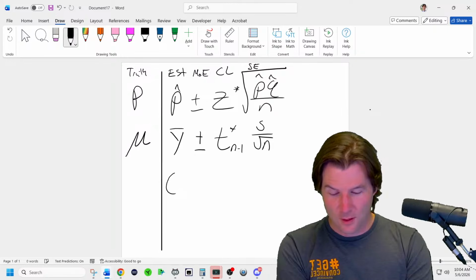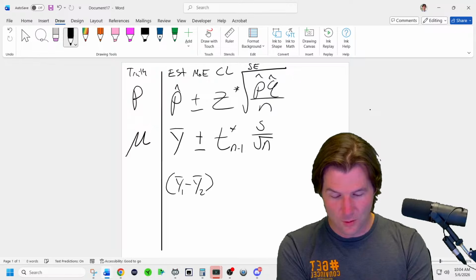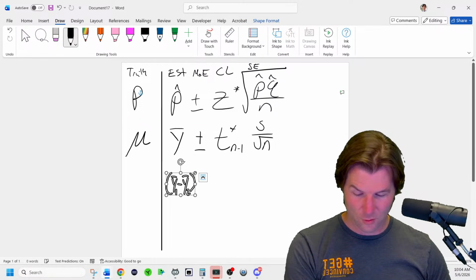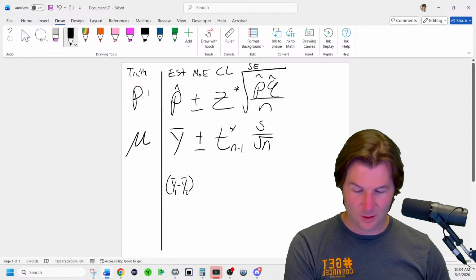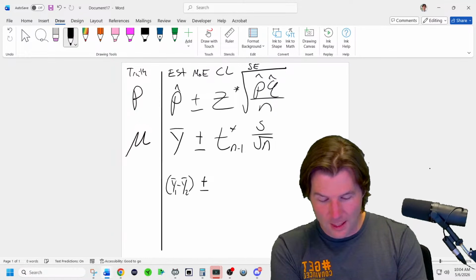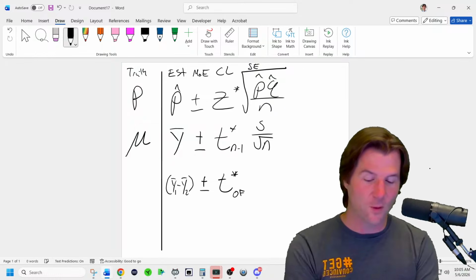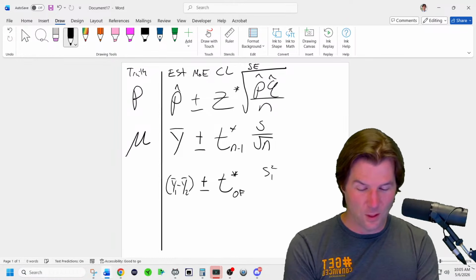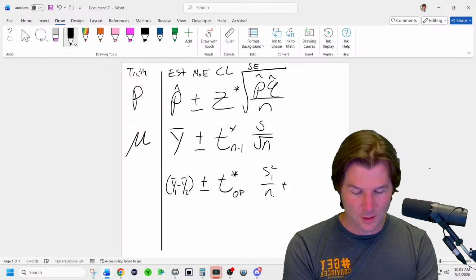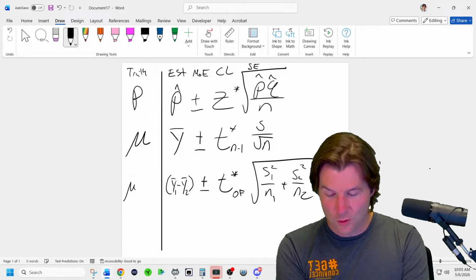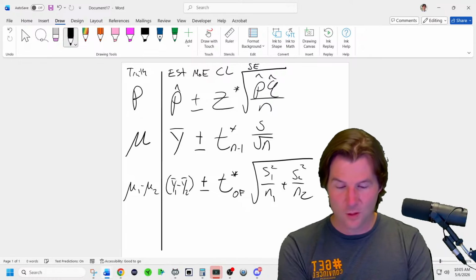Next, we have y bar 1 minus y bar 2. I'm going to make it a little bit smaller. Never change the aspect ratio until you change it. Plus or minus t star with a complicated degrees of freedom formula, which we'll never have you solve for. And then the square root of s1 squared over n1 plus s2 squared over n2. And we're trying to estimate the true difference in the means.